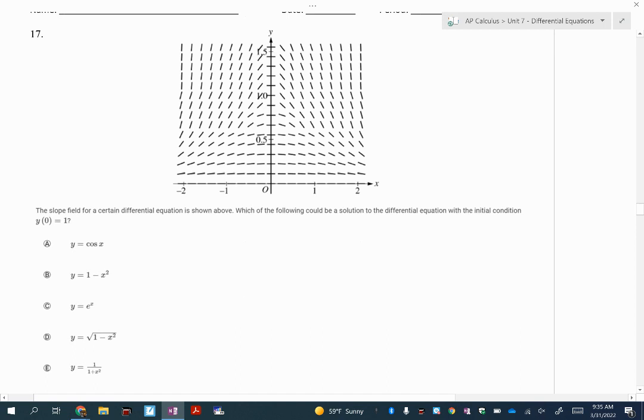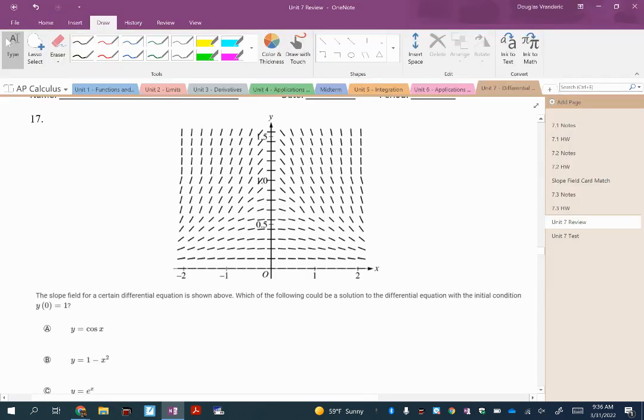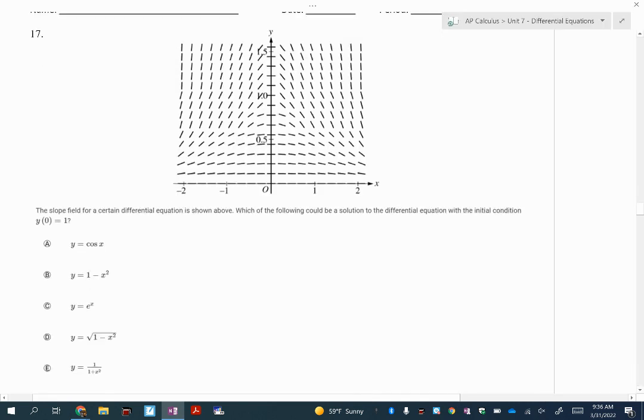Now 17 is interesting. For this one, I'm going to show you how I use decimals to help me sort this out. If I were to draw a solution here with this initial condition of (0, 1), that means I've got to go through (0, 1). So watch how I do it. I'm going to try to avoid hitting any of the actual slope tick marks. It's kind of hard. This would be a possible solution. When I'm looking at these answer choices, some of them I know without graphing, but I'll graph all of them so you have an idea of what's going on in my brain.